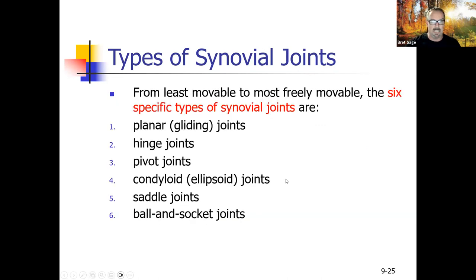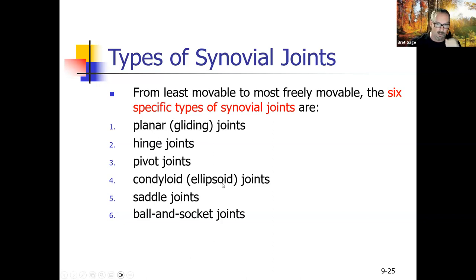Types of synovial joints, from least movable to most freely movable. The six specific types of synovial joints are planar or gliding joints. You find those in your wrist and ankles, really the top of your foot. Hinge joints, which would be like your knee and elbow. Pivot joints, which you would find in your neck and in your arm to allow you to do rotation. Condyloid or ellipsoidal joints, you would find those in your shoulder and hip. Saddle joint is a very specific kind of joint that you find just at the base of your thumb that allows you to do opposition. And ball and socket joints.